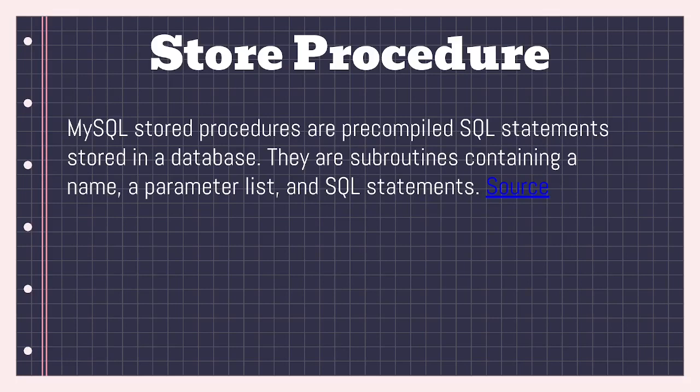MySQL stored procedures are precompiled SQL statements stored in a database. They are subroutines containing a name, a parameter list, and a SQL statement. That's basically what a stored procedure is. So it's just a compiled SQL query that is stored in a database that you can call upon anytime you want to run the code under that specific stored procedure.